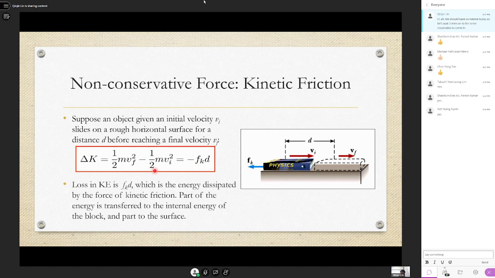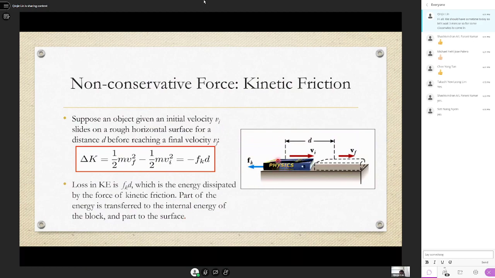Conservation of energy again. So loss in KE is fk d. This k is kinetic. Remember we have our kinetic friction and our static friction, right? Because this book is moving, we are talking about fk d, or if you just remember it as Fd is also fine, which is the energy dissipated by the force of kinetic friction. Part of the energy is transferred to the internal energy of the block and part to the surface.